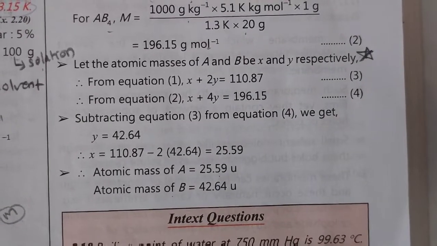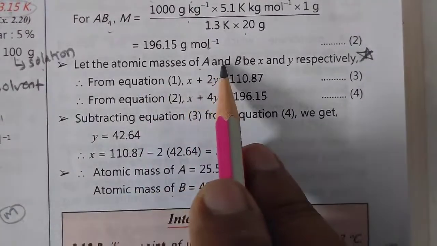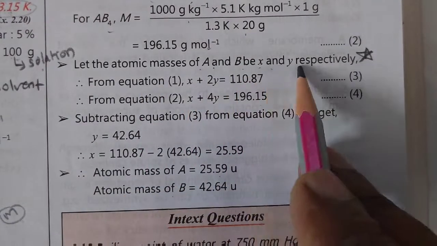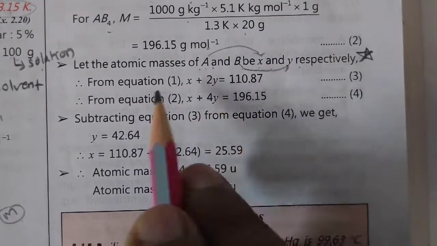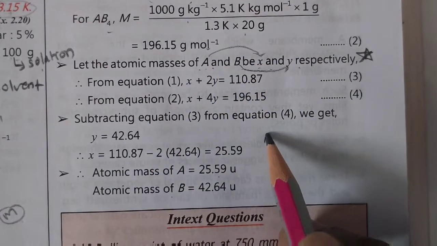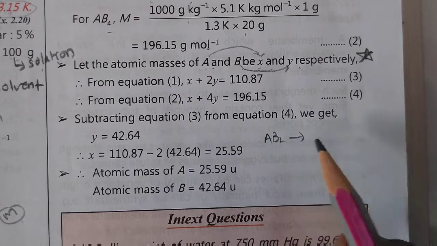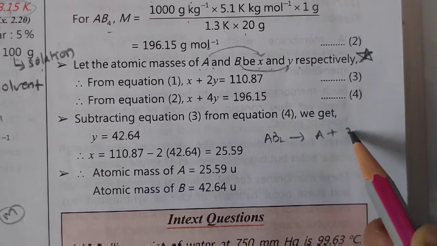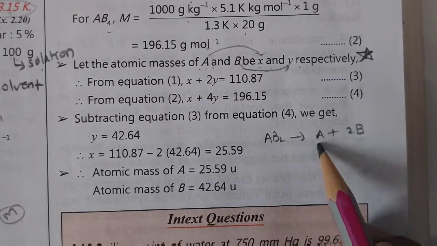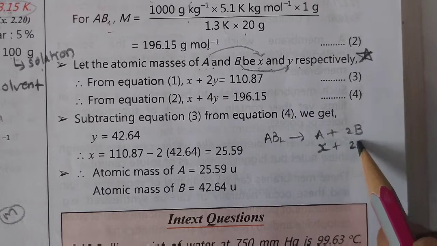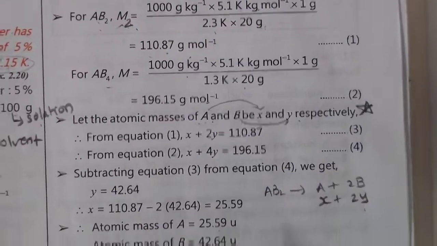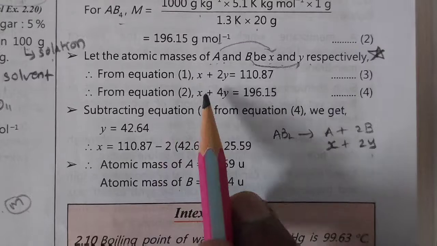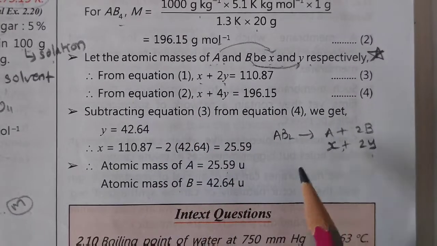Now in this case, let the atomic masses of A and B be X and Y, meaning for A the atomic mass is X and for B it is Y. When we say AB2, it gets dissociated into A plus 2B. So if this is X, this is 2Y. So why it is written X plus 2Y, that part will be clear. X plus 2Y is for AB2.